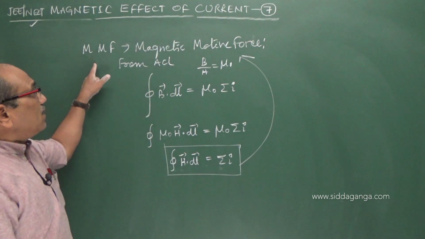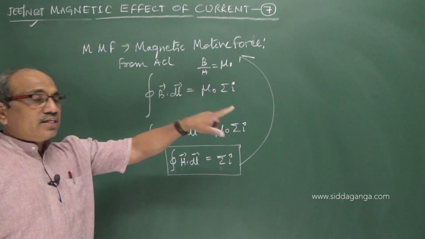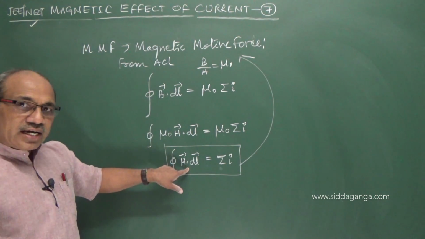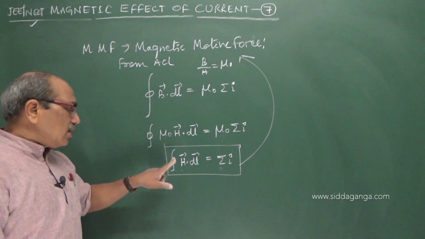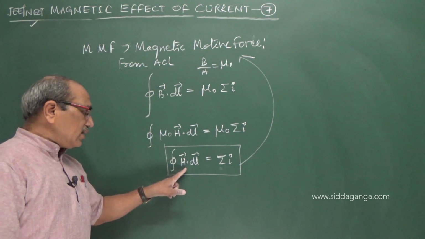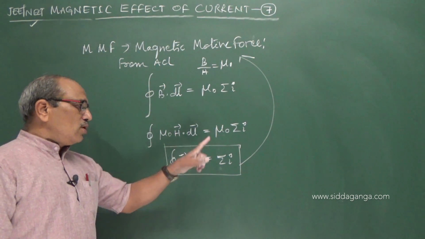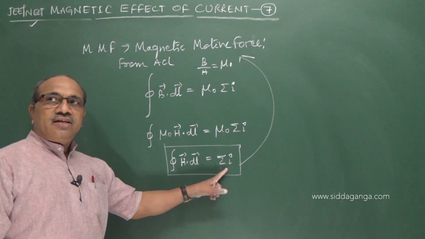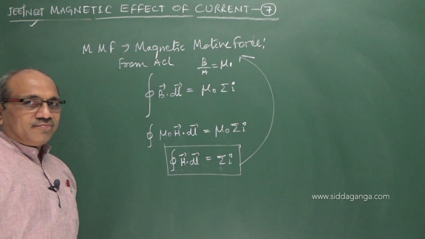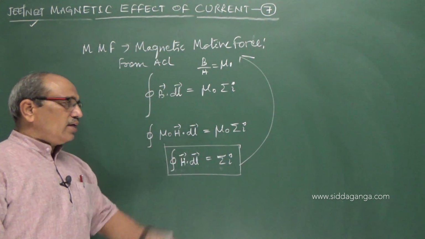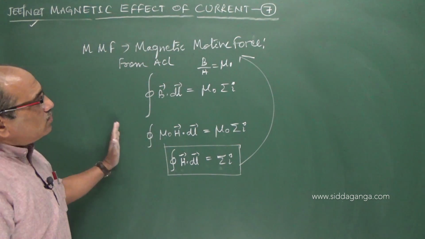Therefore, it is called a magnetic motive force. It can magnetize. This field produced magnetizes the substances. The line integral of the magnetizing field along a closed path is numerically equal to the algebraic sum of the current within the closed path, the area enclosed by that path. This is what we discussed.